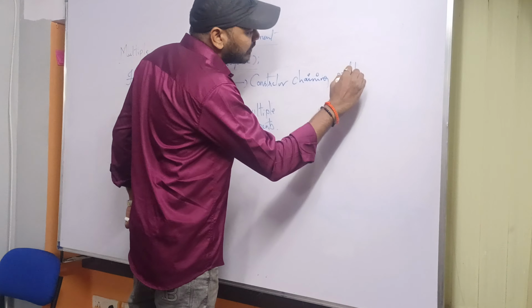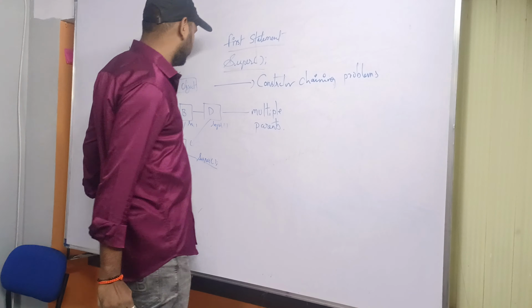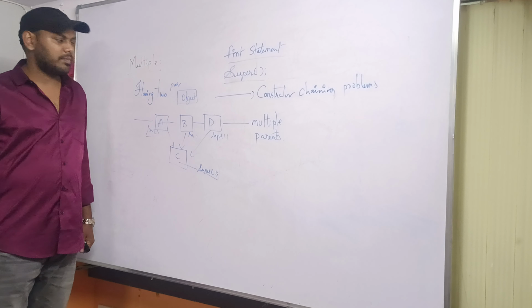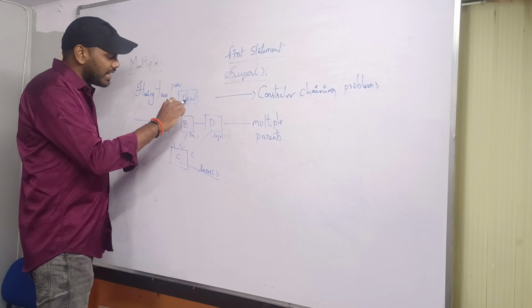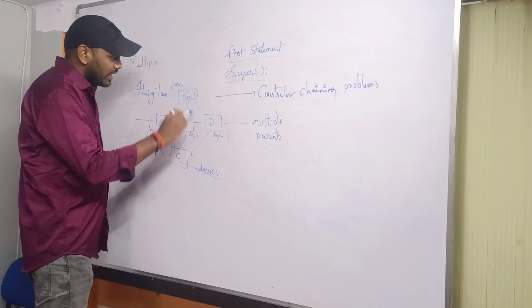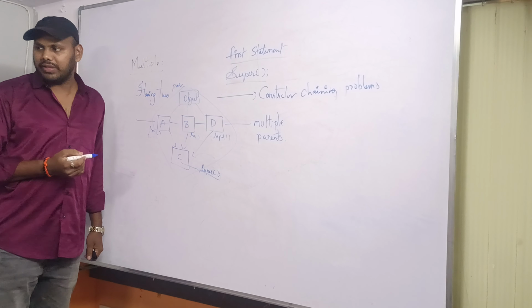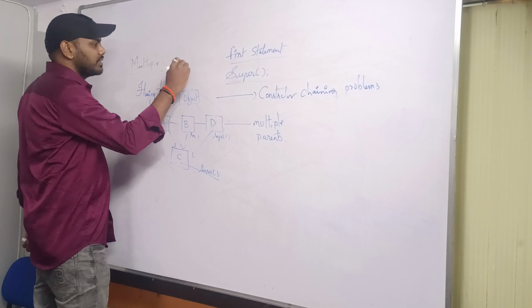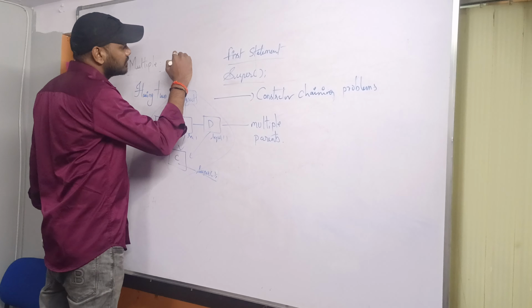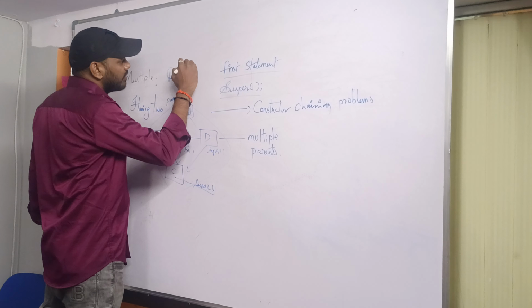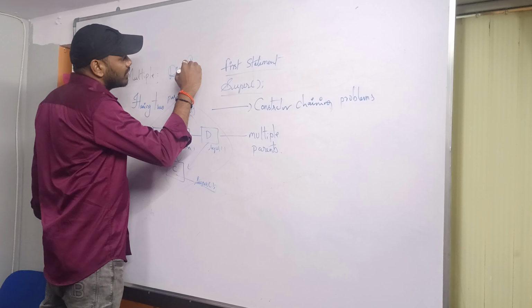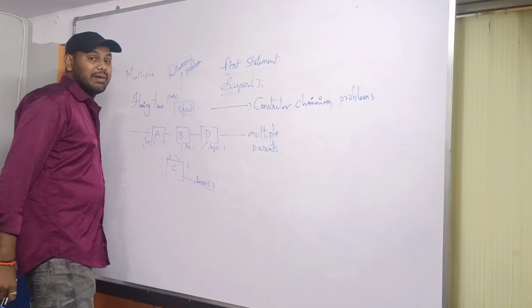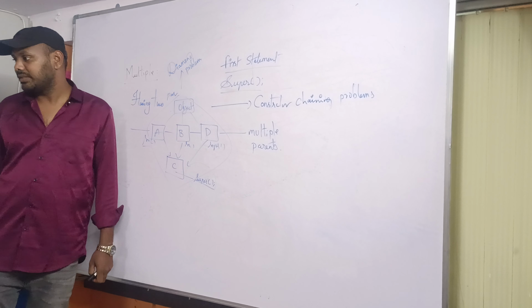Constructor problem. Very famously known as, why is it known as the diamond problem? If you see, this looks like a diamond. So that is the reason why it is called the diamond problem.